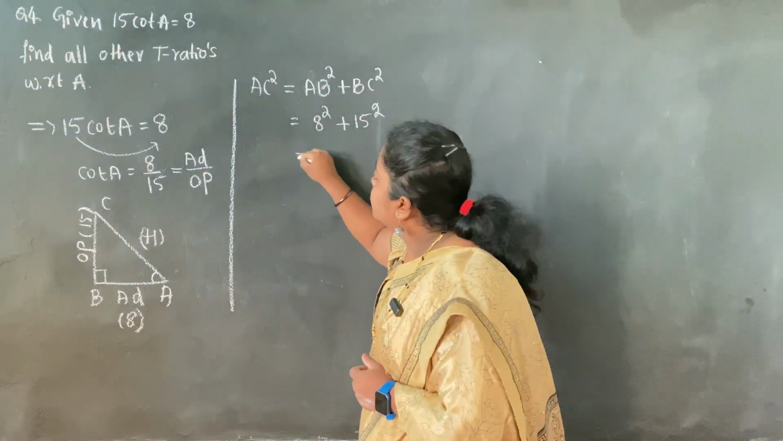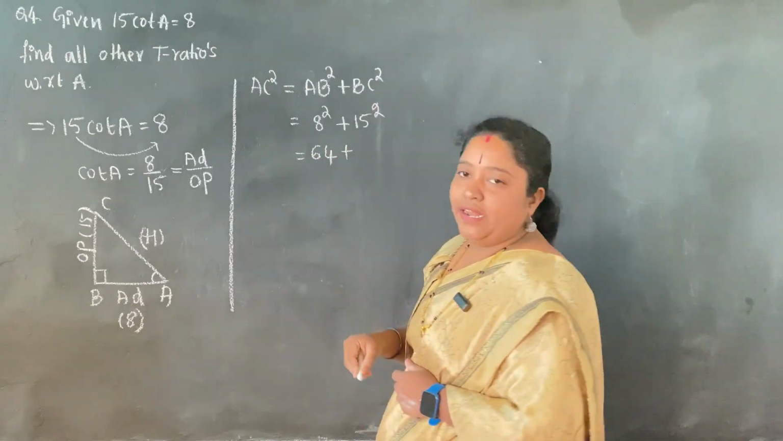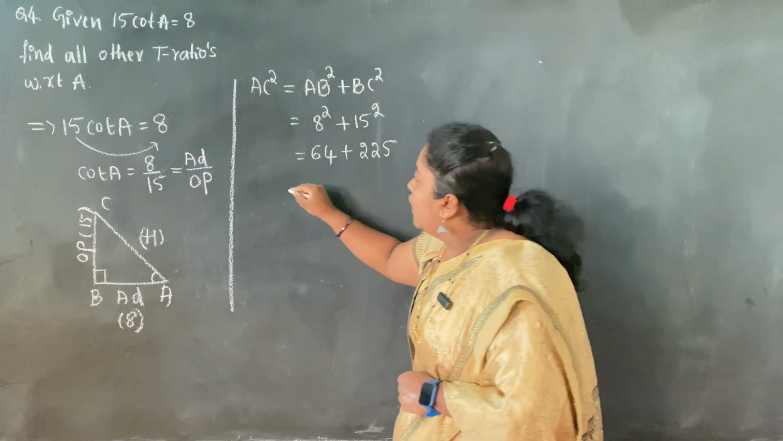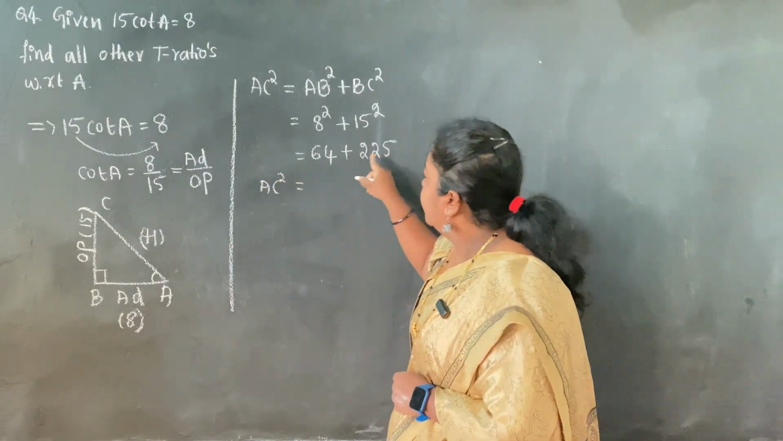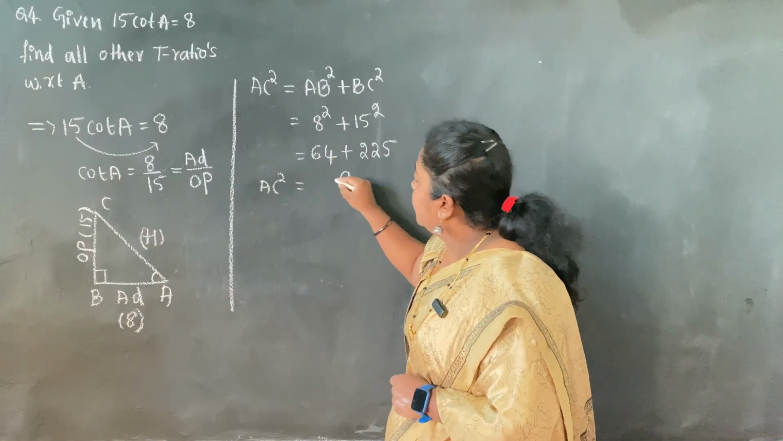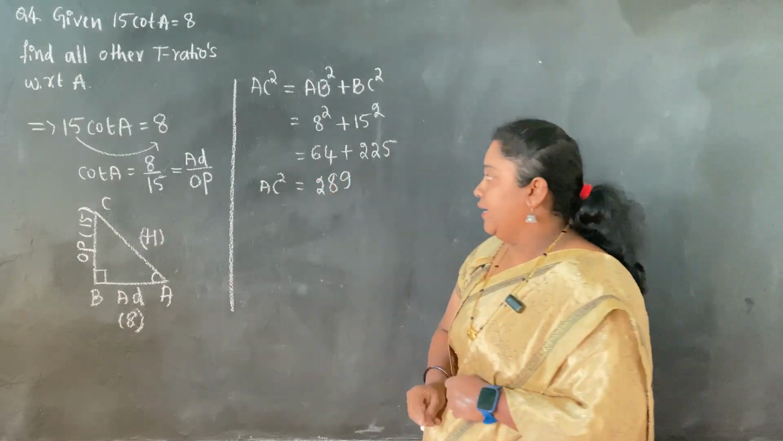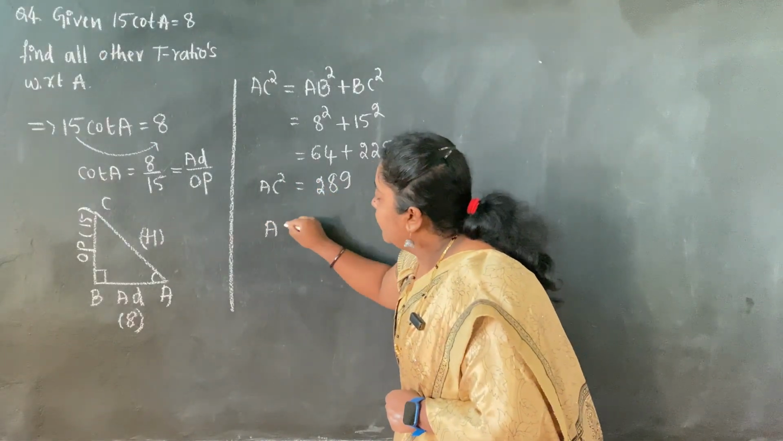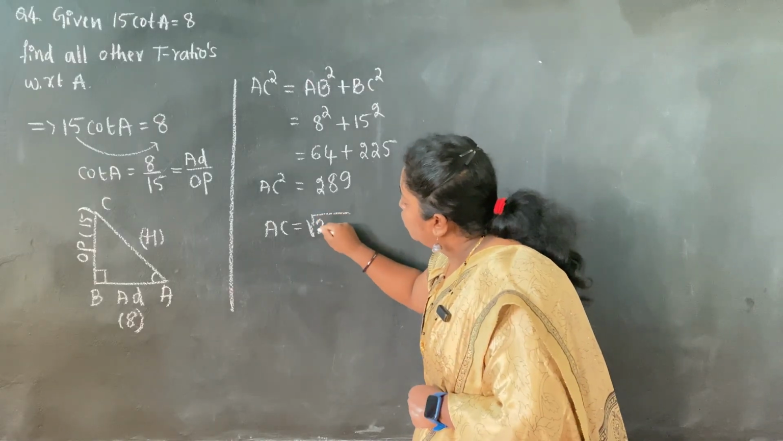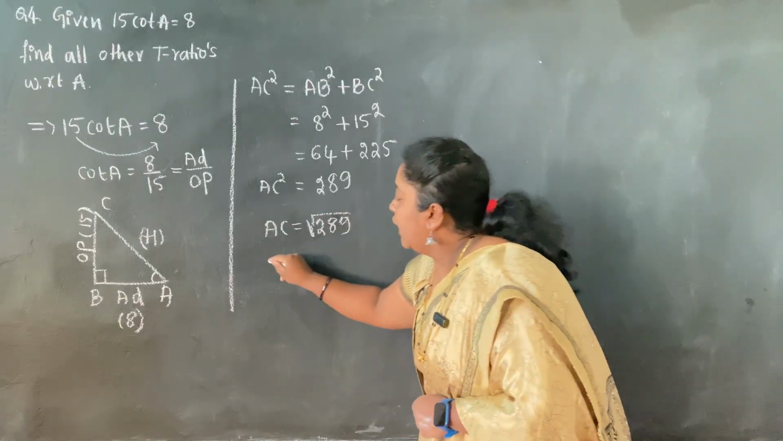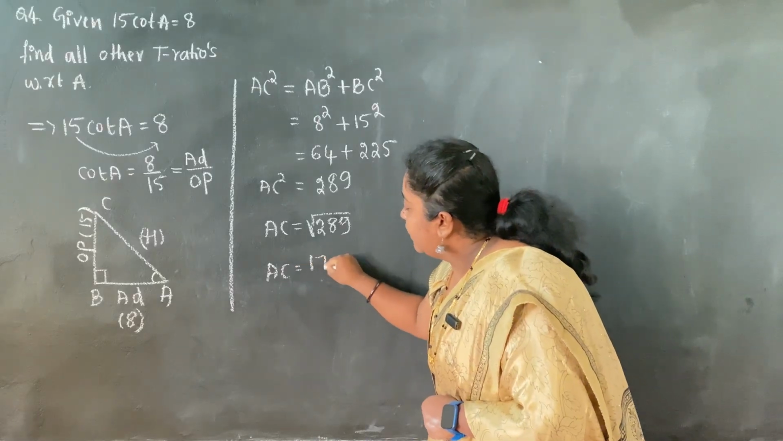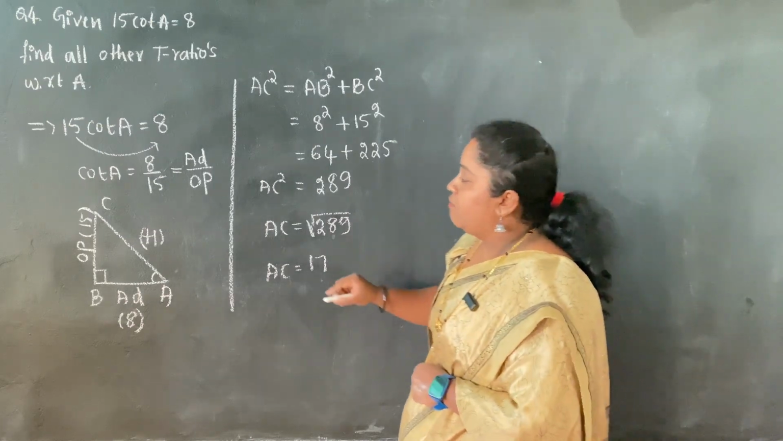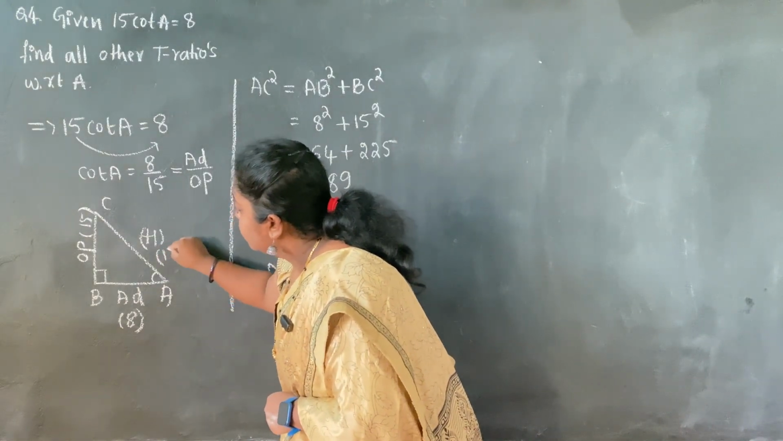Okay, 8 square is how much? 64. 15 square is how much? We have 225. Now, AC square is equal to, add them, 5 plus 4, 9, 6 plus 2, 8, 2, 289. So bring the square to the other side, that will become root. So we'll have AC is equal to root 289. So AC is equal to 17, because root of 289 is 17. We already know it. Now I got the hypotenuse value as 17.